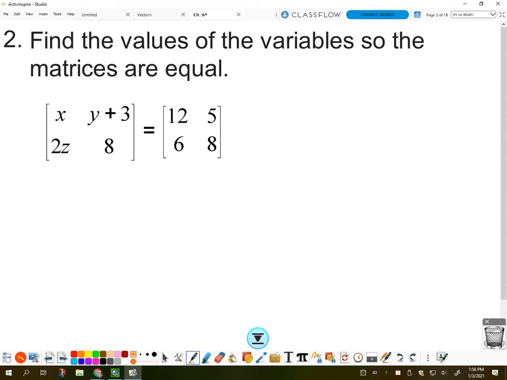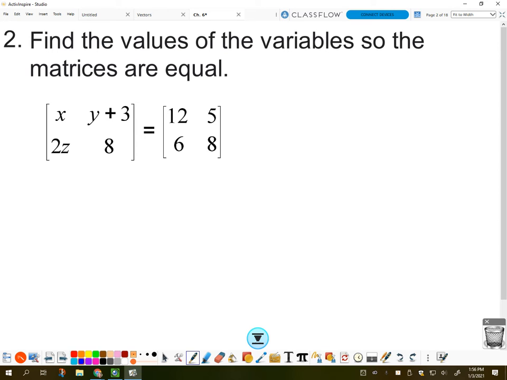So, in order for two matrices to be equal, all of the elements have to be equal. Each thing in a matrix is considered an element. So these are both 2 by 2, 2 rows, 2 columns. So they could be equal, provided that each of the elements is equal. So if this is equal to this, and this is equal to this, and this equals this, and this equals this, then it's going to be an equal matrix. They're going to be equivalent matrices.